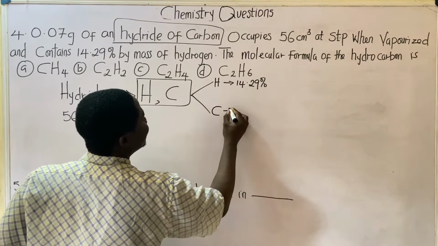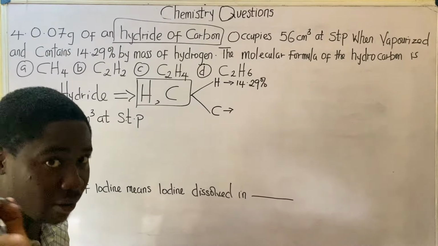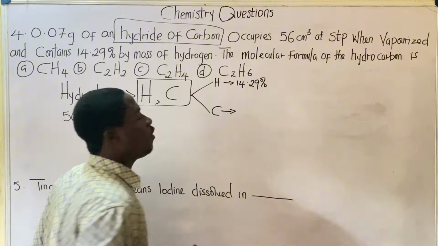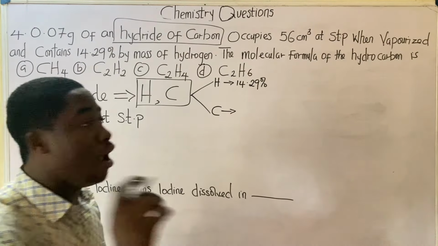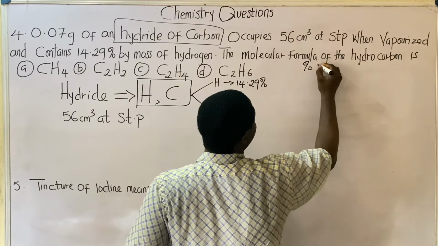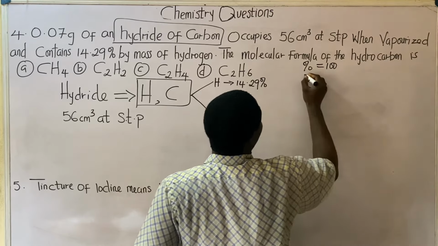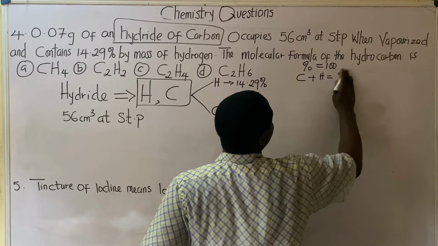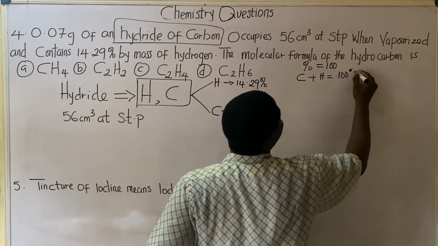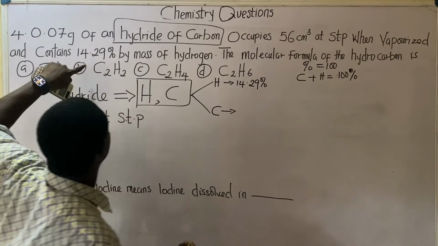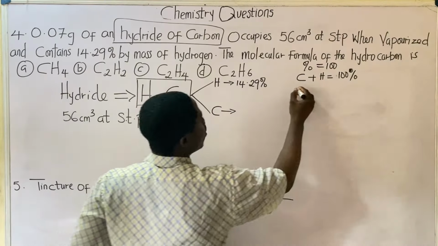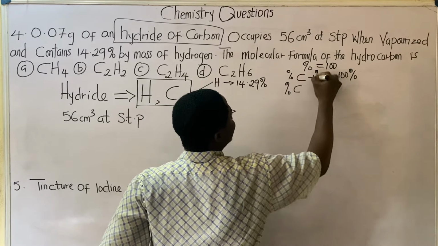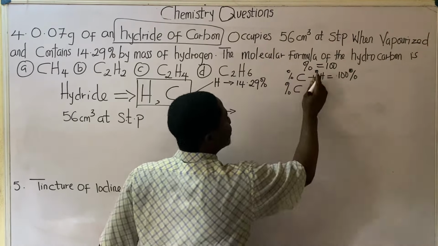Did they give it to us? No, they did not. But we can actually get it. Just follow me. I'm going to work more on this. Just listen carefully. Before we do that, let's get the percentage of carbon. Remember, percentage is over 100, right? So when we add carbon and hydrogen together, it's supposed to give us 100%. Thank God the question gave us the percentage of hydrogen. So carbon is unknown. Percentage of carbon is unknown. Hope you're following me.